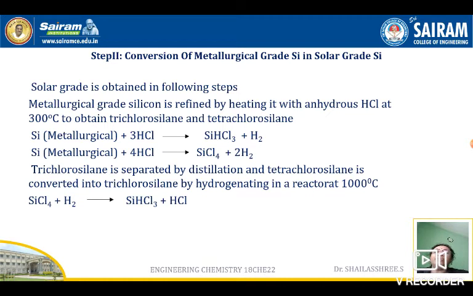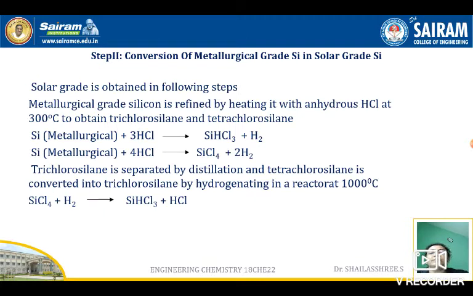Next is the conversion of the metallurgical grade silicon into solar grade silicon. How to convert this? Here the first step is that the metallurgical grade silicon is refined by heating it with HCl gas at a temperature of around 300 degrees to get trichloro and tetrachlorosilane.